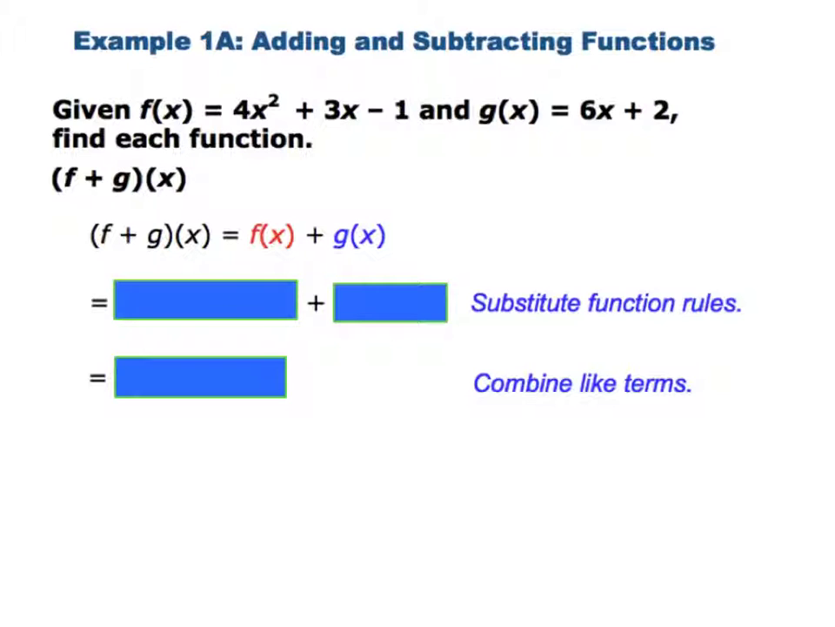Okay, well, how am I going to do that? Well, in this first example, it says f of x is equal to 4x squared plus 3x minus 1, and g of x is equal to 6x plus 2. Now, we're going to find f plus g of x. Now, remember, when we find f plus g of x, I would simply take the f function and add it to the g function. Now, what does that mean?